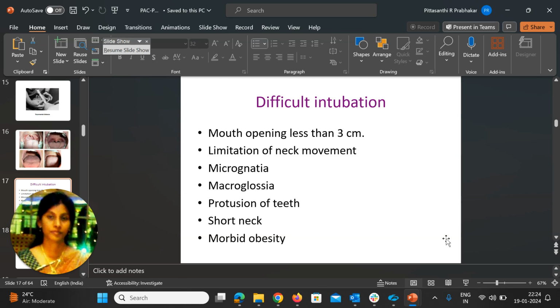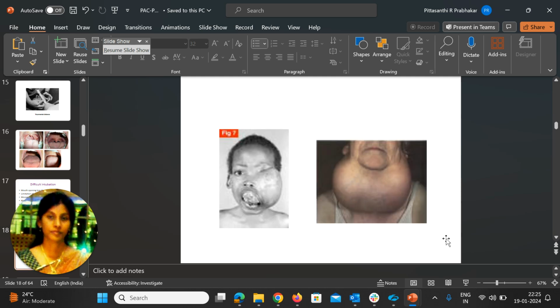It is called difficult intubation if mouth opening is less than 3 centimeters, or there is limitation of neck movement, micrognathia, microglossia, protrusion of teeth, short neck, and morbid obesity. This is the picture showing difficult intubation. As you can see in this picture, there is a huge multinodular goiter covering the entire neck, and this is a case for difficult intubation.